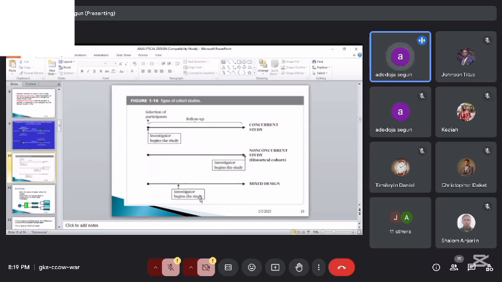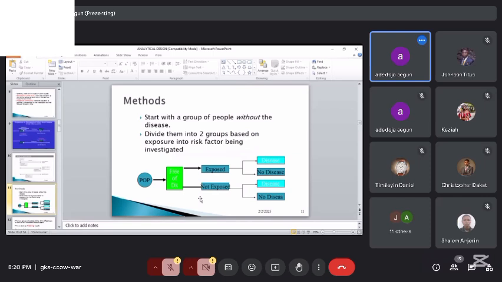For the first one, which is concurrent, we are starting now and moving forward. That's why it is follow-up. But for the non-concurrent study, it's historical. We start in the past, we study up to the moment, and we are not moving forward again. We stop there. Then for the last one, which is mixed design, we study from the time in the past down to the present time, and also move forward to future time. So I think we understand the difference between these three types of cohort study.